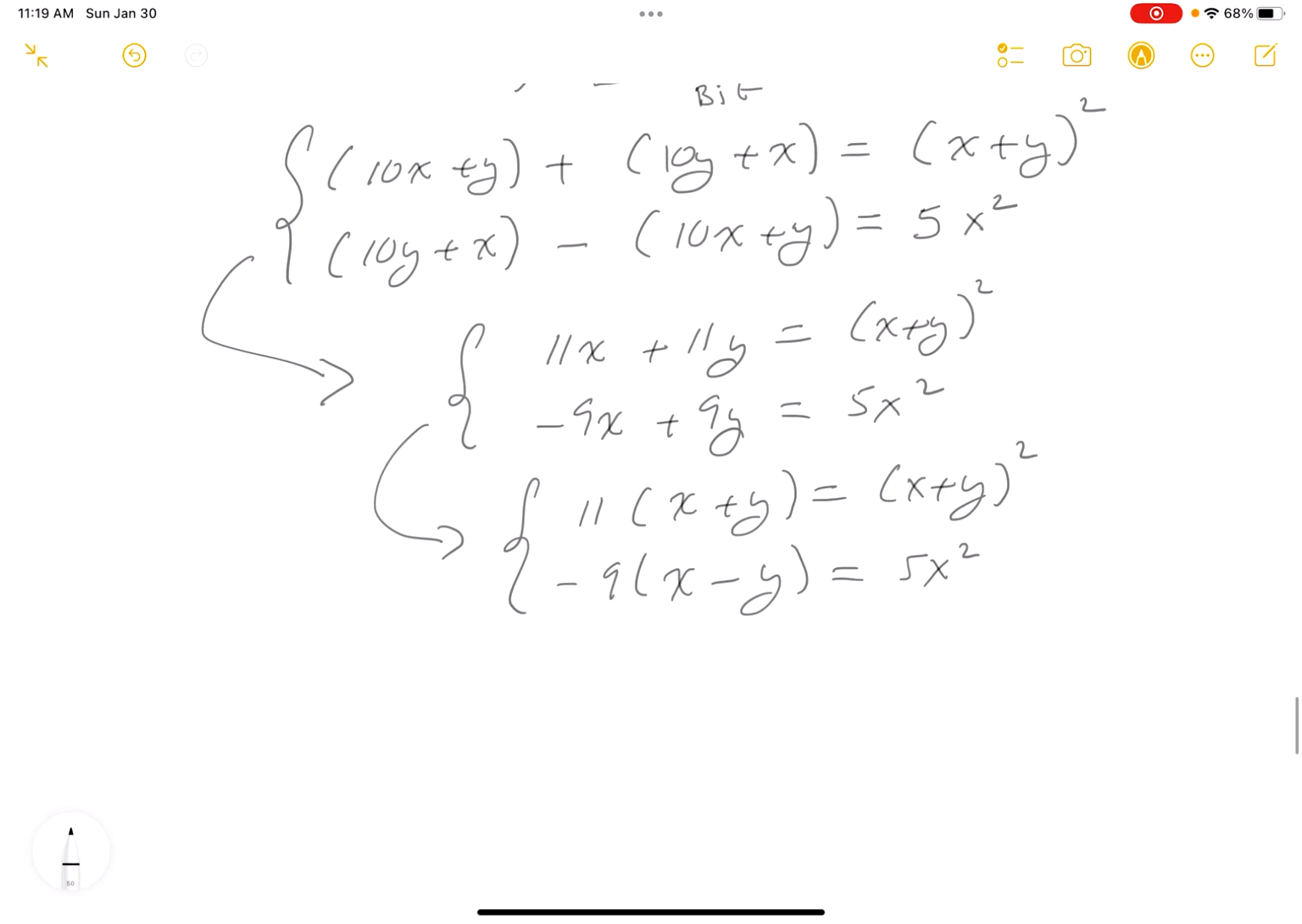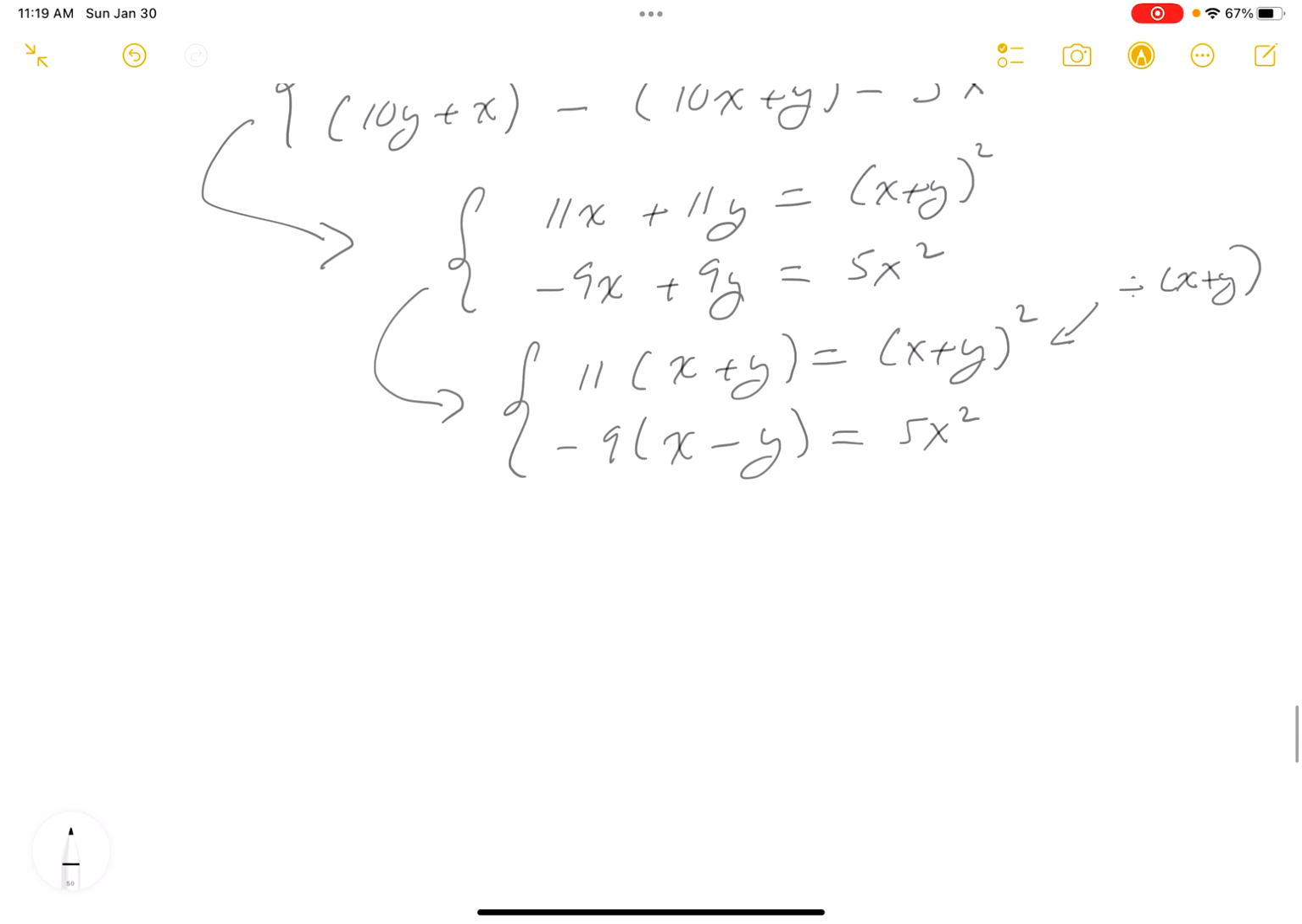So what am I going to do? I'm going to look at this equation here, and I'm going to divide both sides by a non-zero number. I don't know what that number is, by the way. I'm going to divide by x plus y. And what would you get on that first equation if I divided that first equation by x plus y? And again, I want to remind you, x plus y can't be 0. So what do you get? 11 equals x plus y.